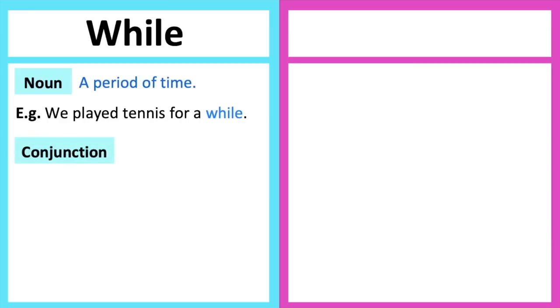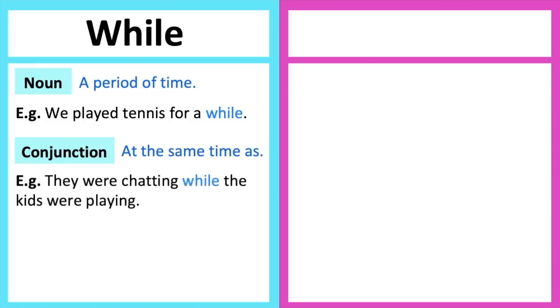A conjunction is a word that joins clauses or sentences. As a conjunction, it means at the same time as, or during that time. This is similar to the adverb meaning, during which. Remember, an adverb modifies an adjective, verb, or another adverb. For example, they were chatting while the kids were playing. So both things are happening at the same time. They were chatting during the same time that the kids were playing.